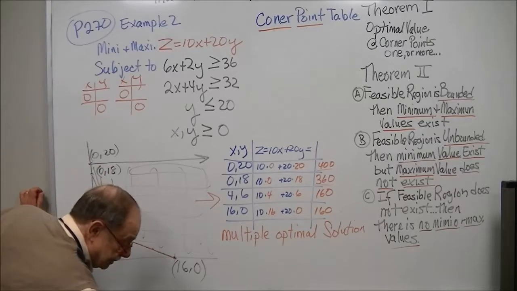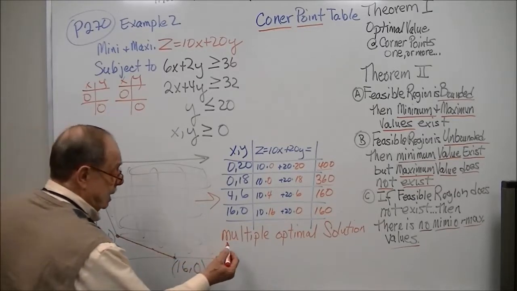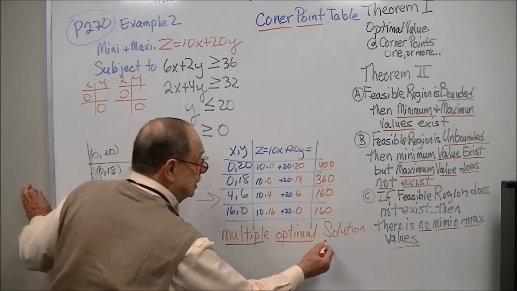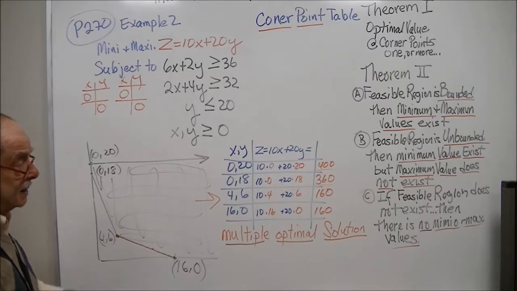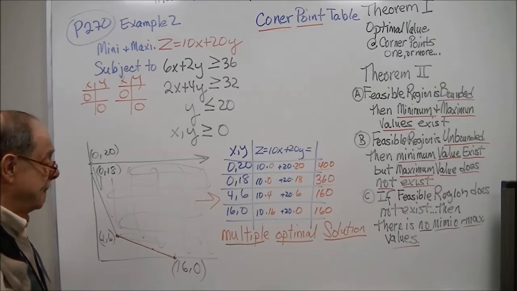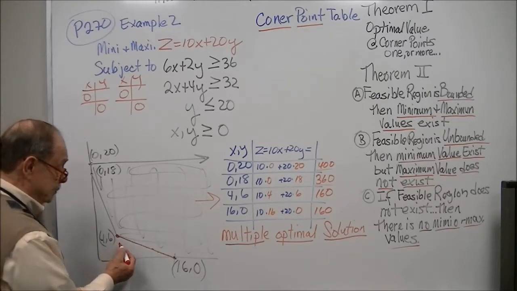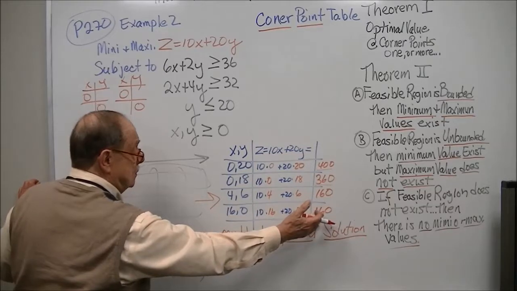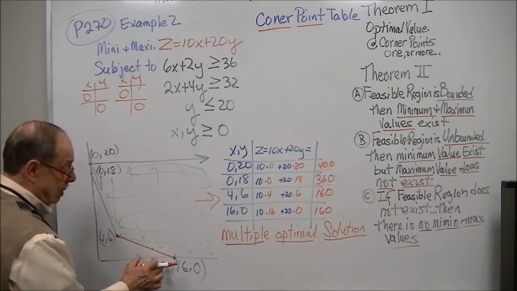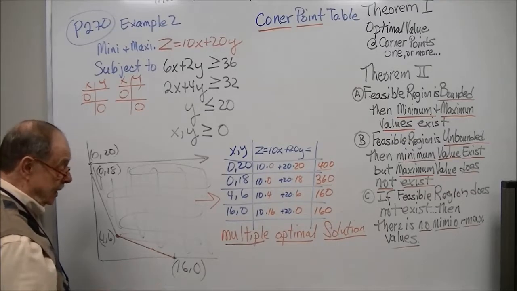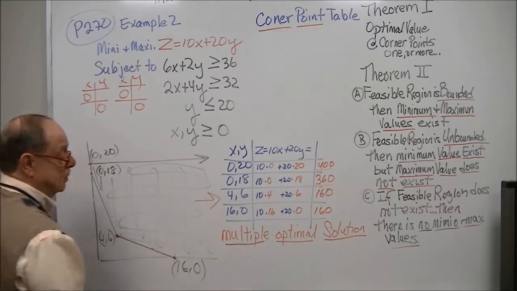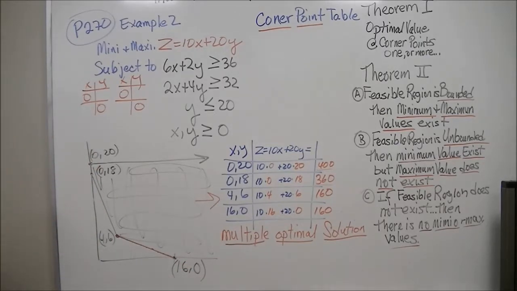So in this case, and they're introducing a new word here, multiple optimal solutions. Now remember, optimal is the best, doesn't necessarily mean maximum. In this case, it's referring to minimum. And since there's not just one minimum value that's low, all along this line are optimal minimum values. So that's why we have this word introduced, multiple optimal solutions.